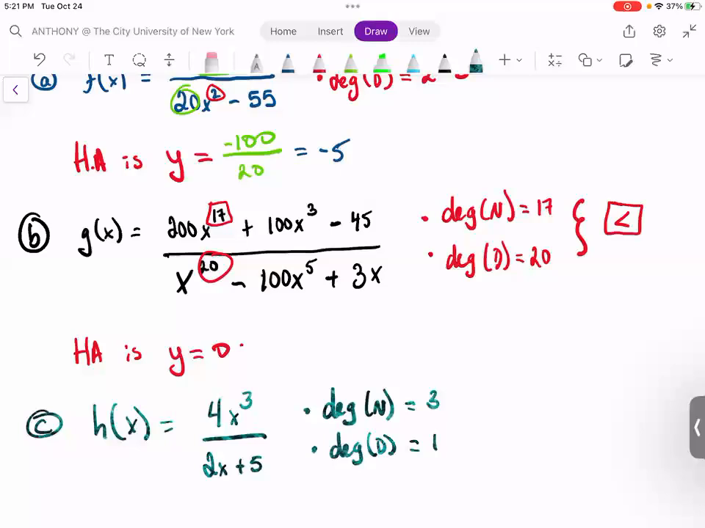Now, compare those degrees. Is 3 greater, less than, or equal to 1? It's strictly greater. So because it's strictly greater, we know that there's no horizontal asymptote. That means that the function essentially increases or possibly decreases without bounds. In this case, because everything is positive, it looks like it's increasing without bound. All right, that's a little bit about locating the end behavior, your horizontal asymptotes.